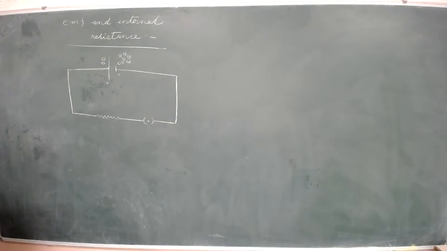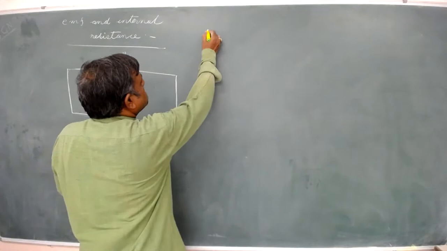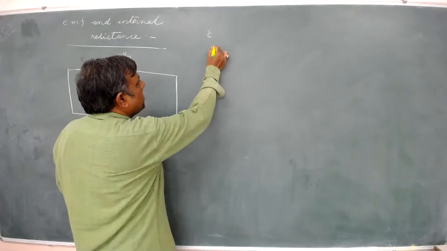Okay, this is something about the electromotive force. The symbolic representation of the electromotive force is epsilon. In some textbooks, E is used for that.